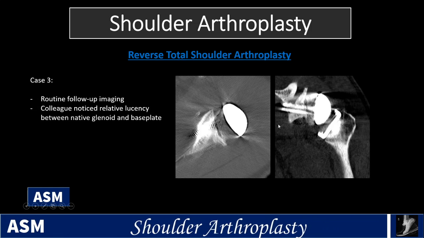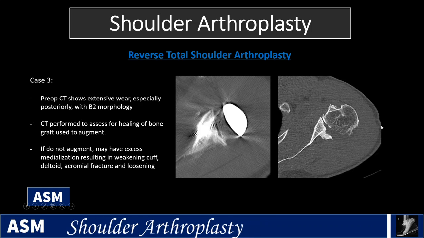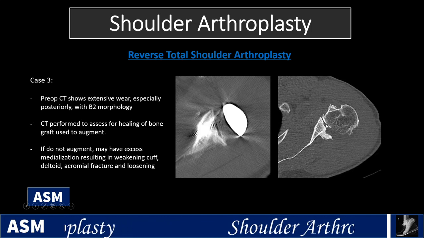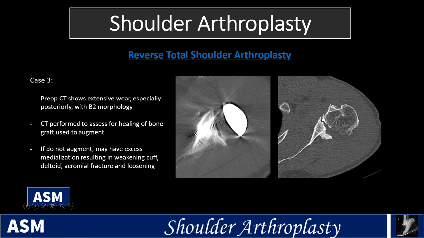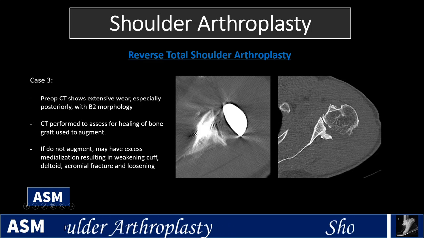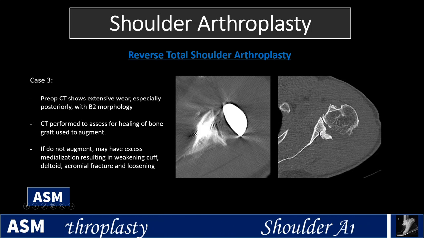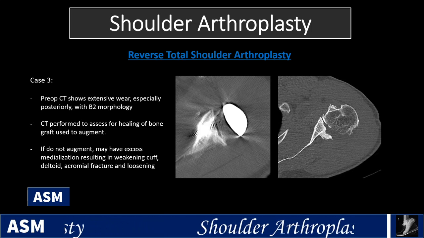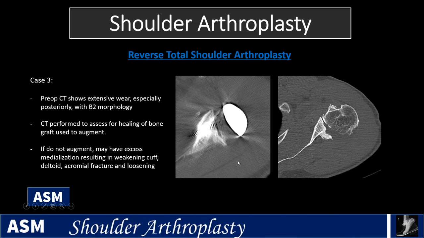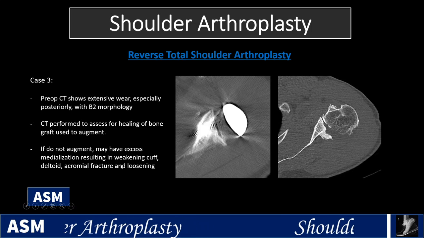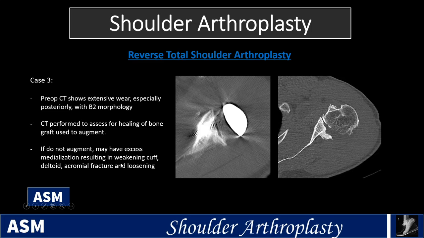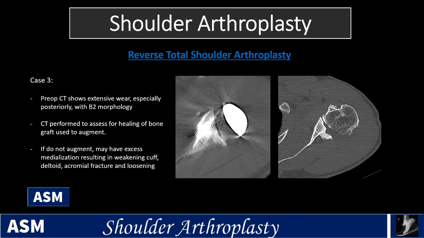This is not loosening. And the reason for this is this patient had significant wear of the posterior and central glenoid with really minimal remaining paleoglenoid, and in general just a very small glenoid, so very minimal bone stock. They really couldn't accommodate the hardware, and so they required bone grafting to put the hardware in. If they do not augment, they may have excess medialization, resulting in weakening of the cuff, deltoid, acromial fracture, loosening, etc. So they need to also augment for that purpose.